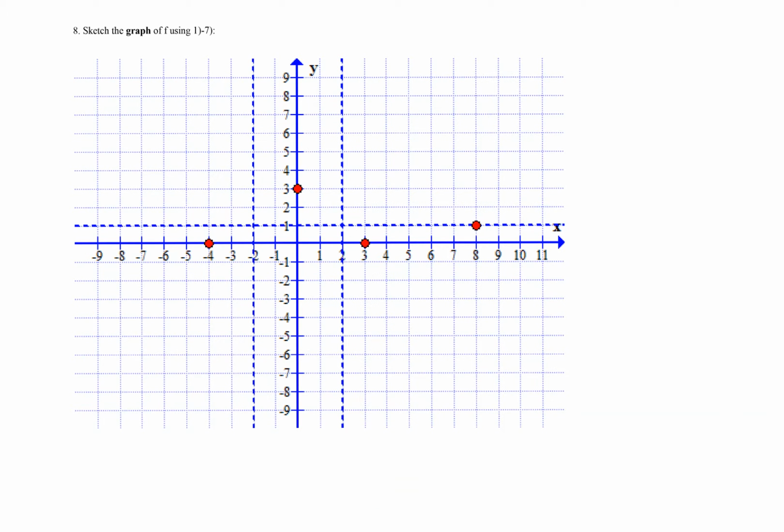And finally, we are able to graph the function. So in the coordinate system, we draw all the asymptotes, x equals -2, x equals 2, y equals 1. We plot the x-intercepts, we plot the y-intercept. Point (8, 1) was the point where the graph crosses the horizontal asymptote.